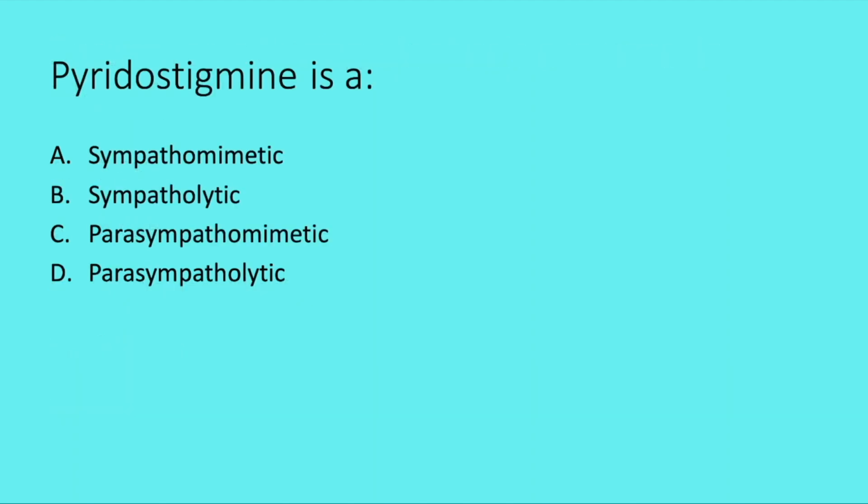And the last question: pyridostigmine is a sympathomimetic, sympatholytic, parasympathomimetic, or parasympatholytic. The correct answer is C, parasympathomimetic, and specifically indirect parasympathomimetic.